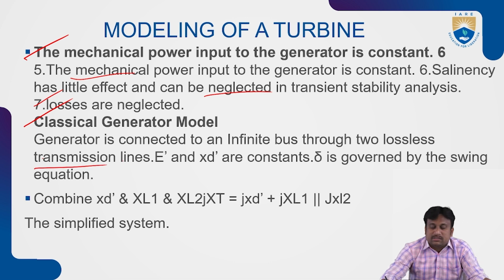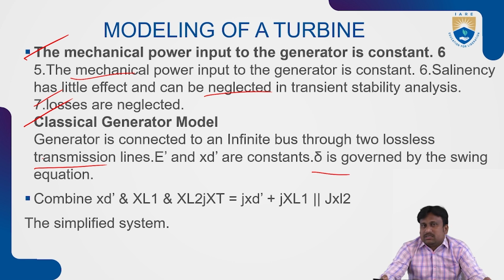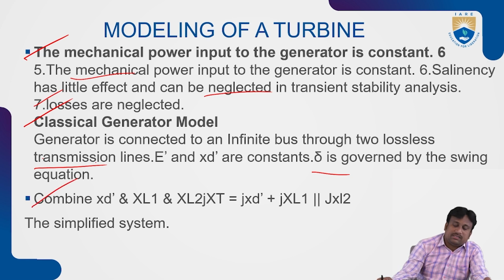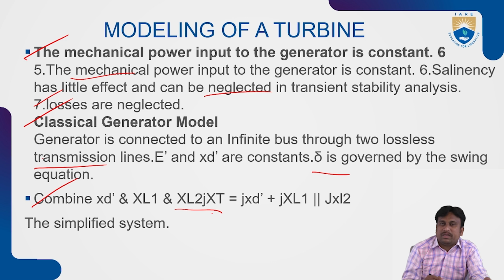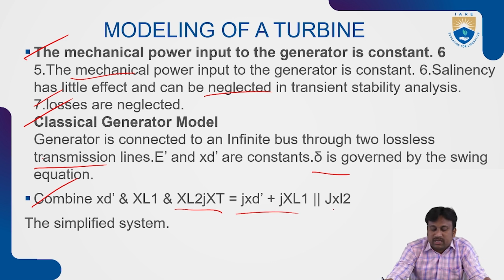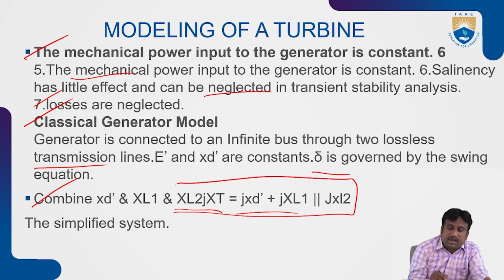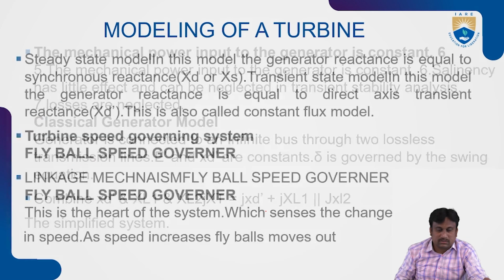So that is E and XD as constants, and delta is governed by the swing equation. We already discussed the swing analysis in an earlier video. Here we combine XD, XL1 and XL2 in the manner of a complex parameter jXD plus jXL1 in parallel with jXL2. This is to be considered as a simplified model of the turbine system.